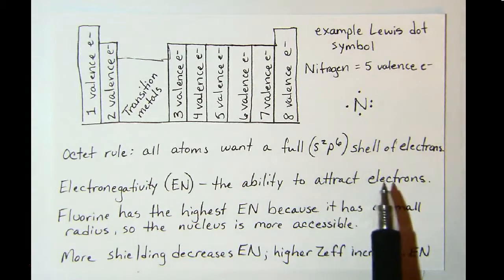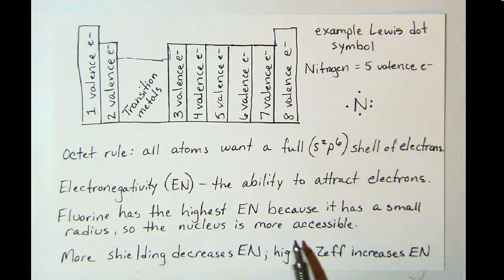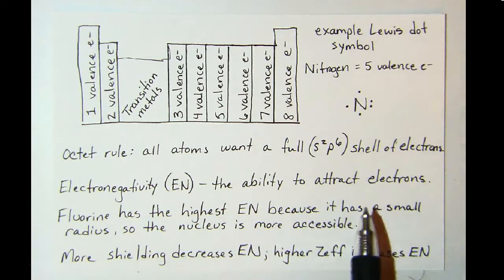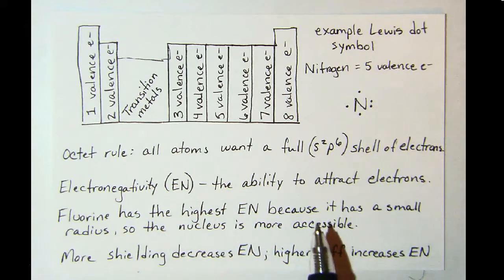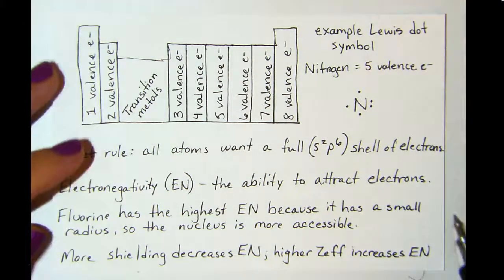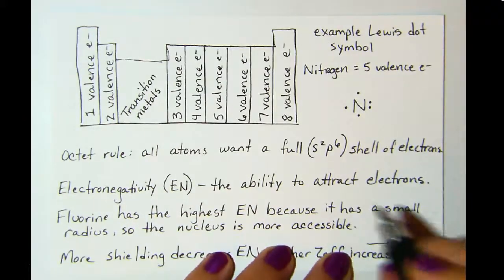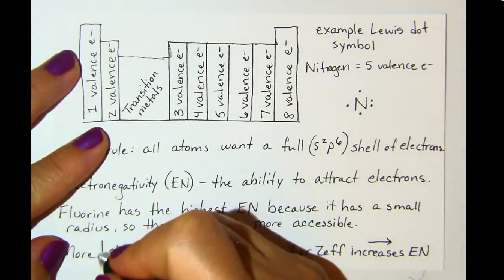Electronegativity is the ability to attract electrons. Fluorine has the highest electronegativity because it has a small radius, so the nucleus is more accessible. And when you have more shielding, you decrease electronegativity, and the higher the Zeff is going to increase electronegativity. And this is going to be across the row, and this is going to be down the group.